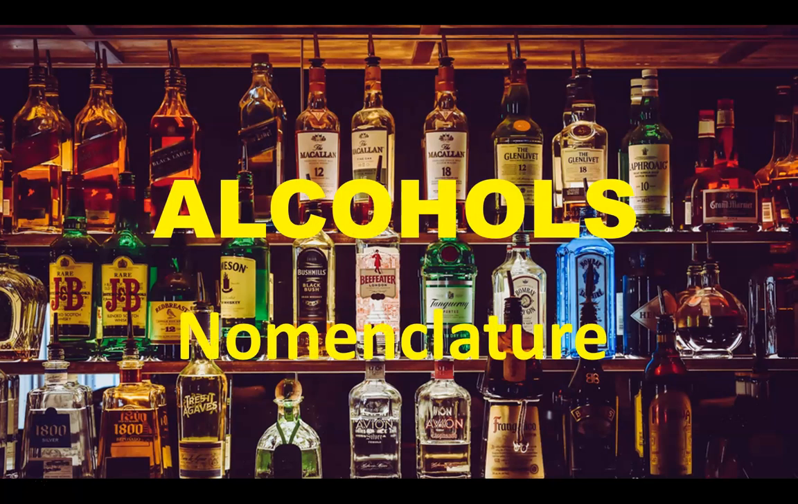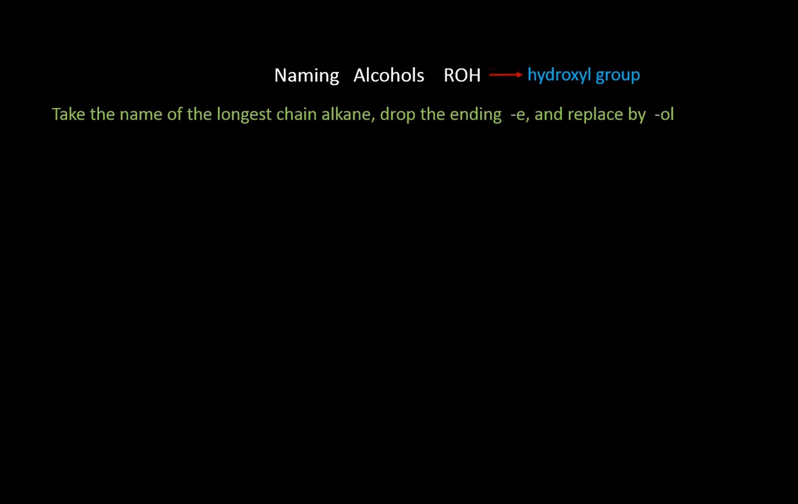Alcohols nomenclature. Alcohols can be represented by the general form ROH, where R is a carbon chain, and OH is known as the hydroxyl group that is a characteristic of alcohols. The rule for naming is to take the longest chain alkane, drop the ending E, and replace it by OL.